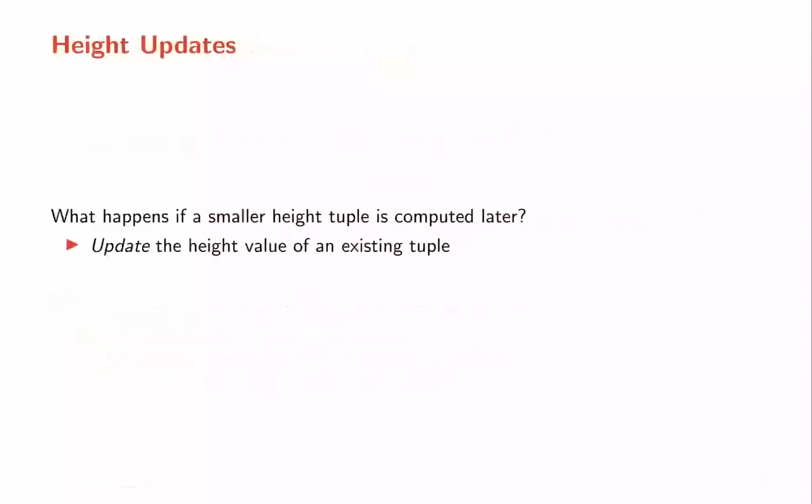So how do we handle this situation? How do we handle it if we have a smaller proof tree being computed later? The idea is we want to update the height annotation of an existing tuple.